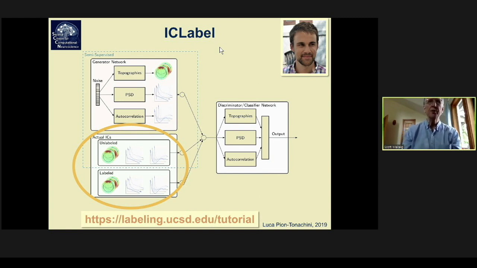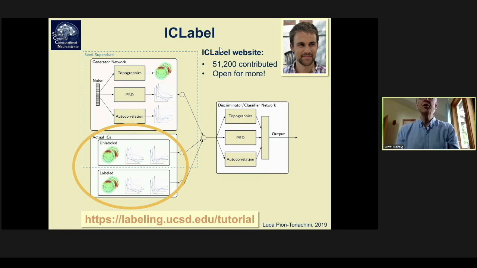But where to get the labels? So the ICLabel website. And currently there have been 51,200 label contributions by not only Luca and me and so on, but by dozens of other people, if not hundreds by now. And it's open for more. This algorithm can be trained over and over again, as when this becomes 60,000 and 70,000 and 100,000 and 200,000 and 300,000 labels, it cannot but become more accurate.